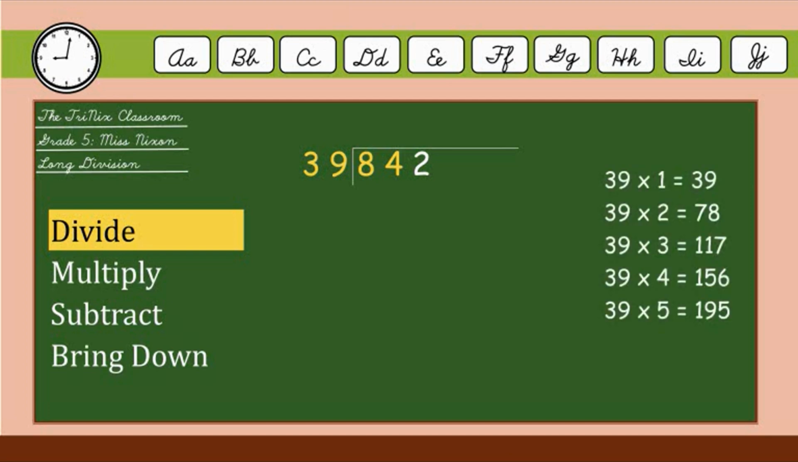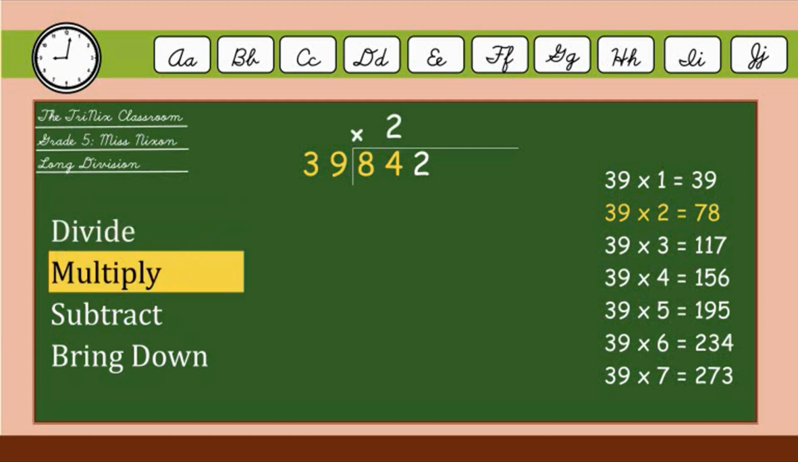We will explore our 39 times tables to see which multiple comes closest to 84. 78 is the closest multiple to 84 without going over. We know that if 39 times 2 equals 78, then 78 divided by 39 equals 2. So we will put our 2 on our answer line and move on to the next step.